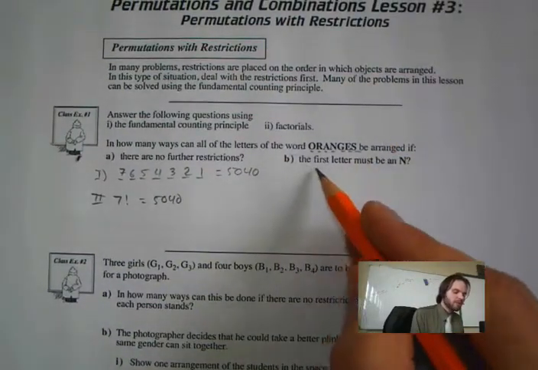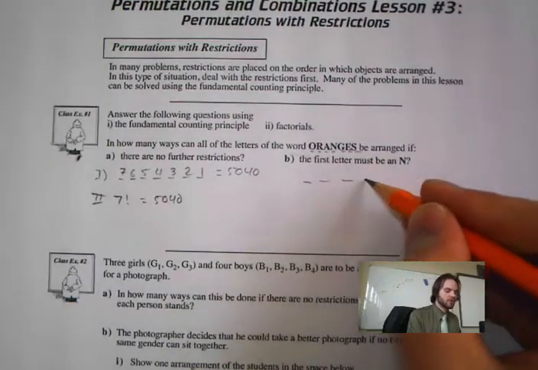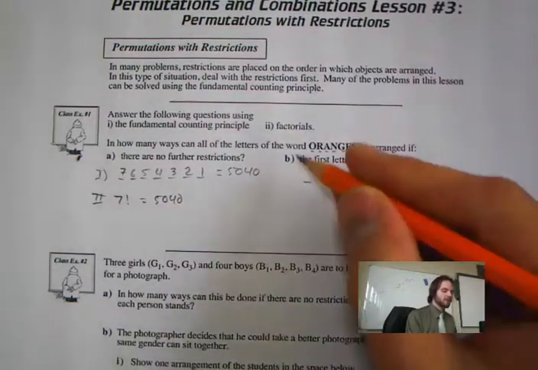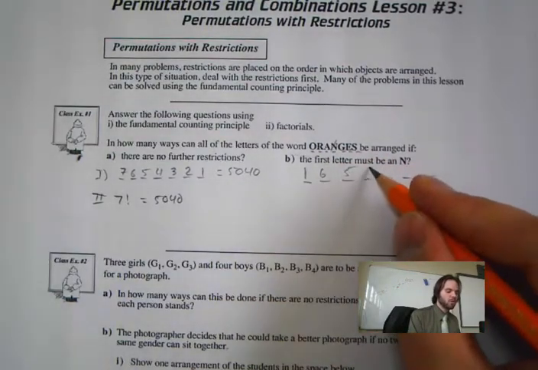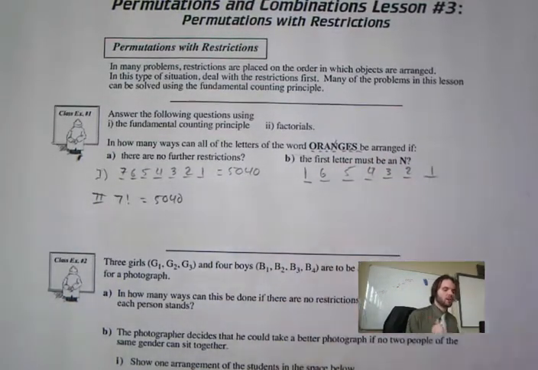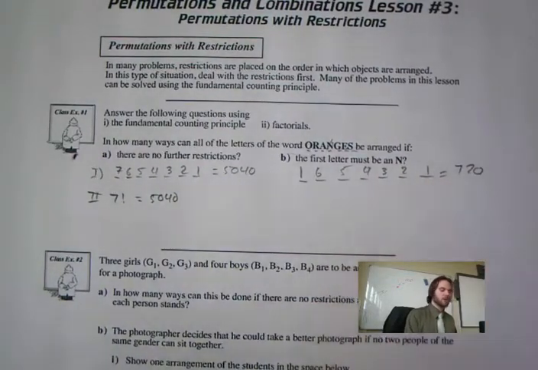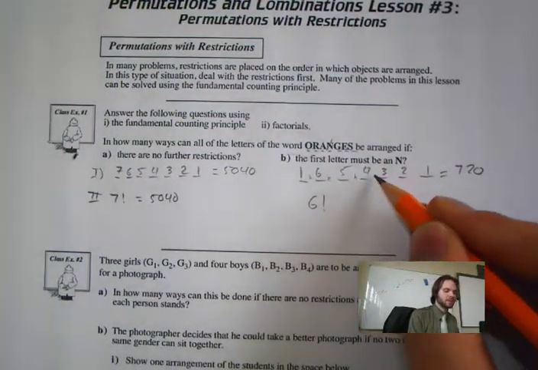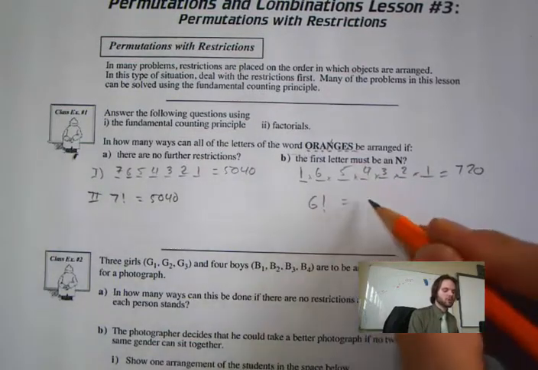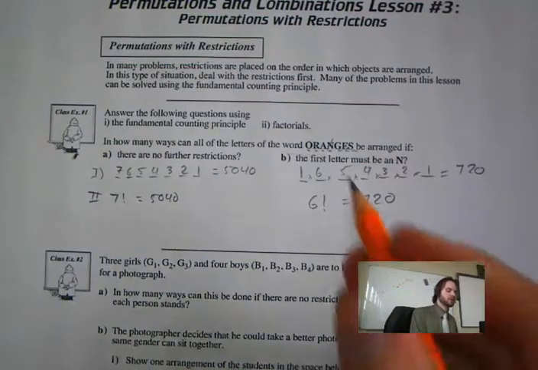Now B says the first letter must be an N. So the first letter must be an N. 1, 2, 3, 4, 5, 6, 7. So if the first letter is an N, we only have one option for that. Now the N's used. So what do we have left? 6, 5, 4, 3, 2, 1 to choose from. So I multiply that together, that's going to be 720. Or in other words, we could say this is the same as 6 factorial, which is equal to 720. Okay? So there's one type of restriction, for starting with something.